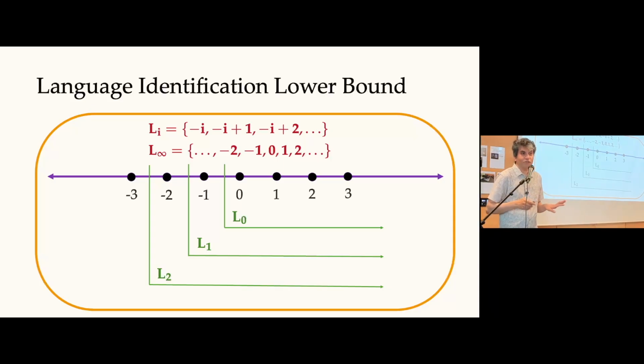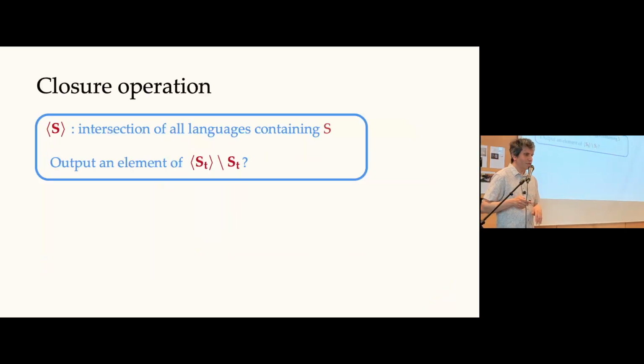If you actually wanted to generate, you don't care about all these complications. You could just generate positive integers. Positive integers will belong to all of the languages that the adversary has in mind. So this suggests that perhaps we should think of some kind of closure operation.